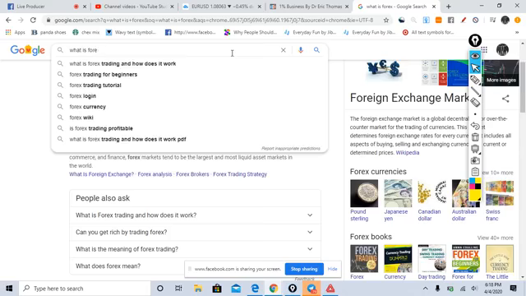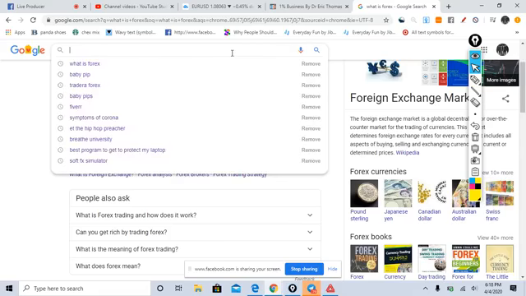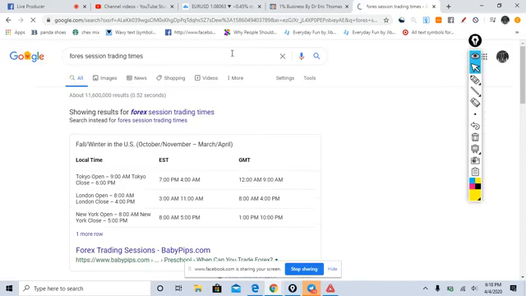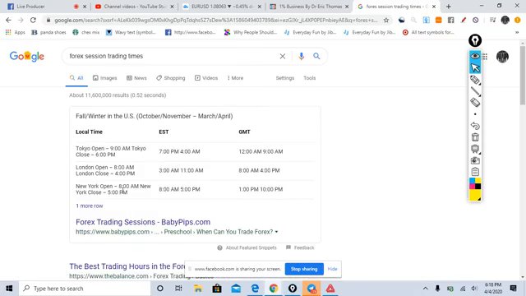I could just type it in for you guys. Forex session trading times. All right, check this out. Oops, I spelled it wrong. All right, so Forex trading session times. What we have here are the times of the three exchange sessions where, depending on the currency you're looking at, the session time might be the reason why there's more or less volatility with that currency or asset.